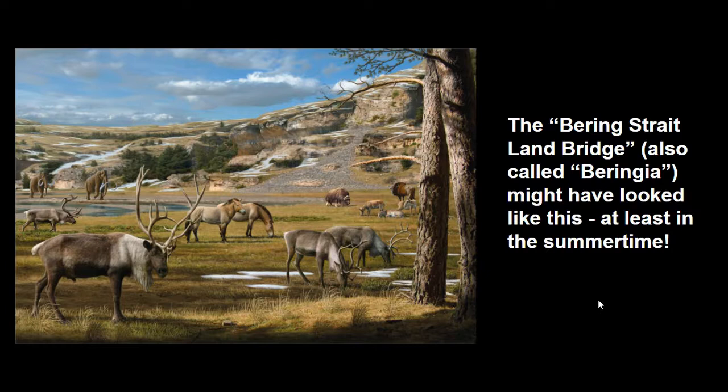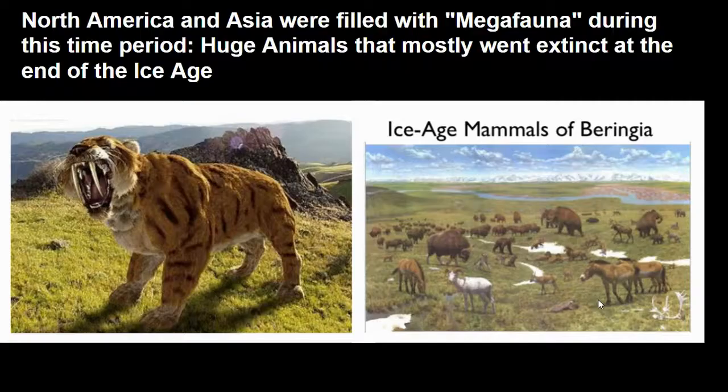It might have looked like this, at least in the summertime. And it was populated by giant animals. In fact, that's one of the weird things about the last ice age: North America and Asia were filled with what scientists call megafauna, these huge animals. We're used to, for example, three-toed sloths, if you've ever seen a sloth, right? Well, the sloths during the Ice Age were like 20 feet long. And then you had huge cave bears, and my favorite, I think, is the saber-toothed tiger.